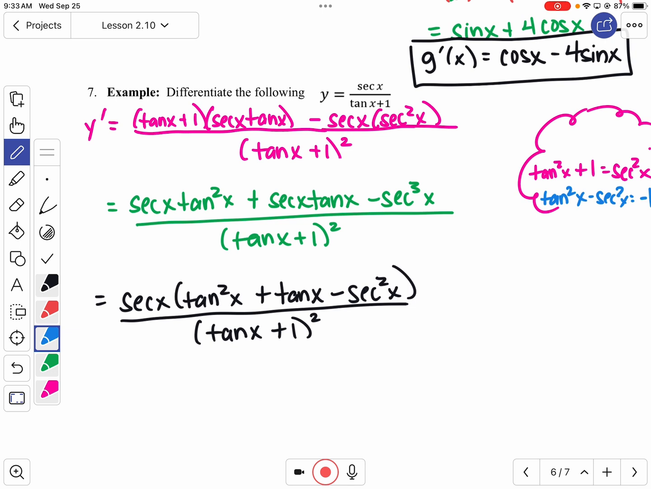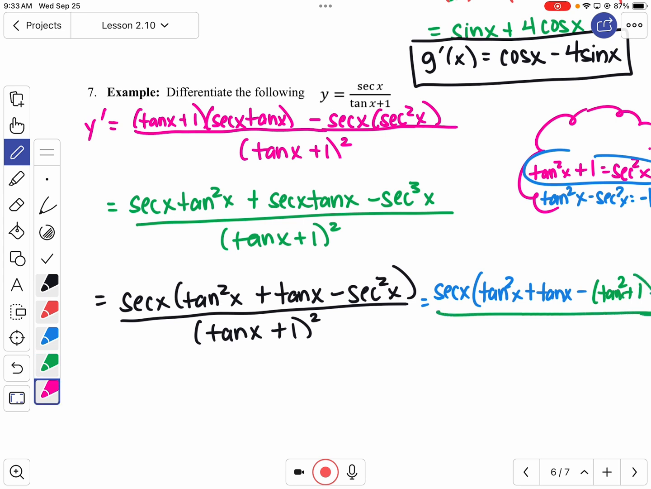That would work. Or could we just replace the secant squared with tan squared plus 1? Yeah, and that's probably what I would do. So I'm going to use this identity and replace the secant squared. So it's going to give me secant x times tan squared plus tan minus, and I'm going to plug that identity in, tan squared plus 1, all over tan x plus 1 quantity squared. So all I did was just replace that secant squared.